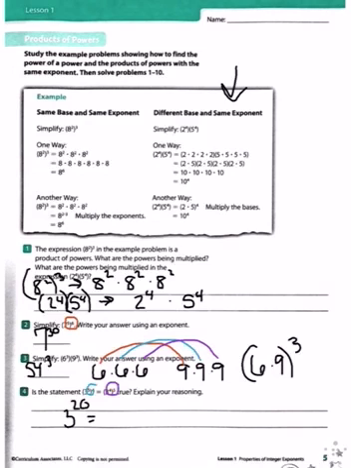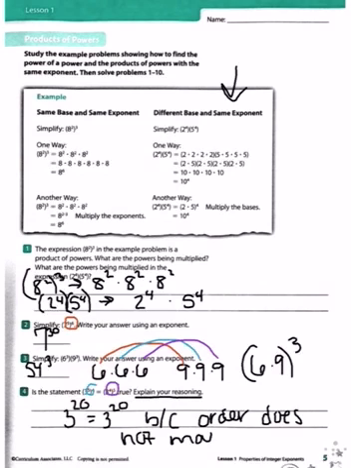Why is it the same? Because it does say explain your reasoning. It's the same because order does not matter in multiplication. 4 times 5 is the same thing as 5 times 4.